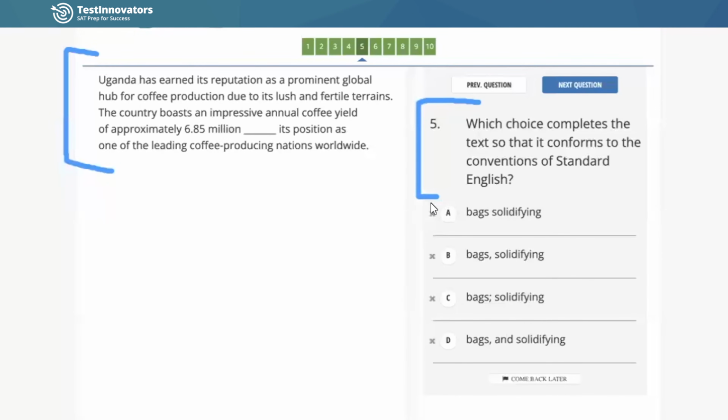Next, if we skim through these answer choices, we'll notice that the wording is generally the same and various punctuation marks are used. In choice A, we see there is actually no punctuation. In choice B, we see that there is a comma. In choice C, we see there is a semicolon. And then in choice D, we see there is a comma plus the coordinating conjunction and. So now we can start plugging in these choices into the blank to see what makes sense.